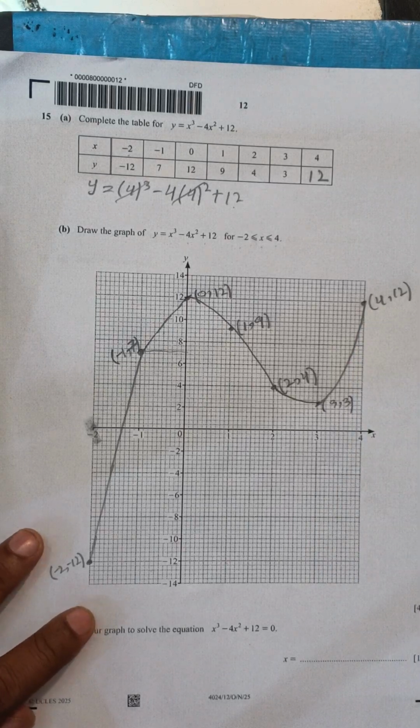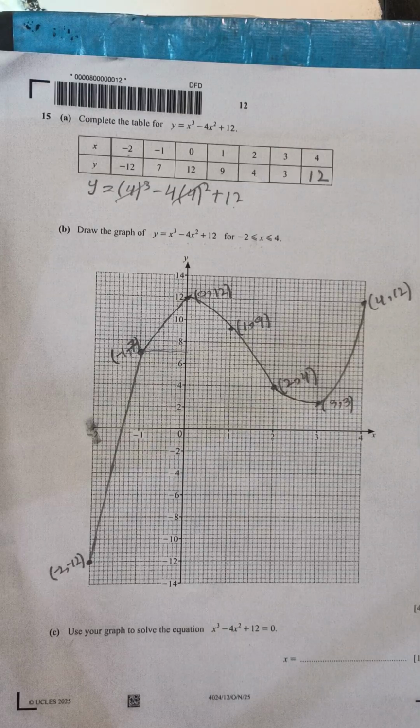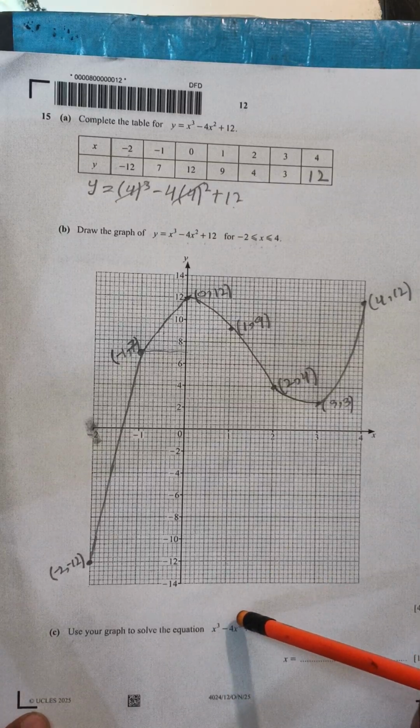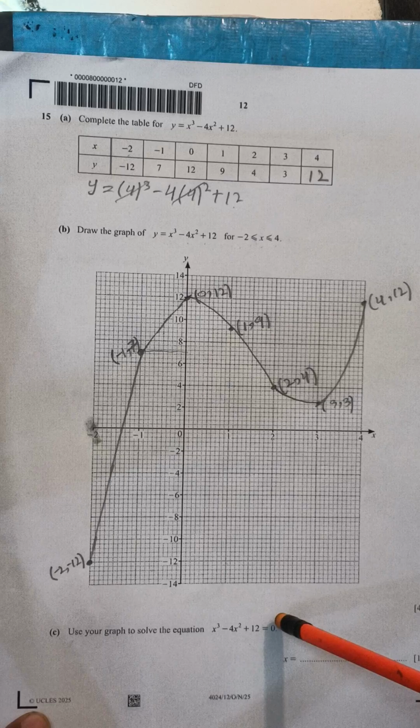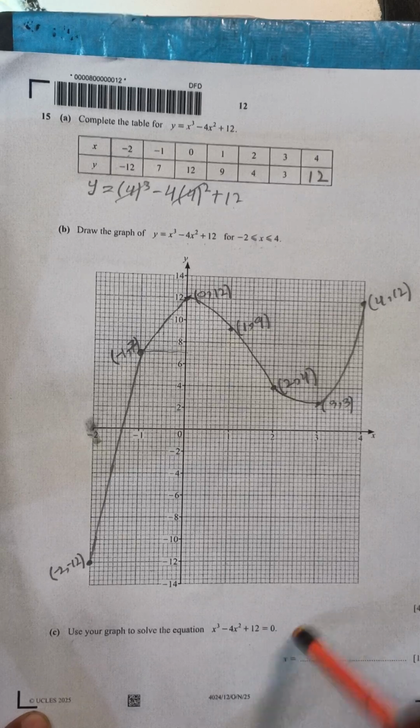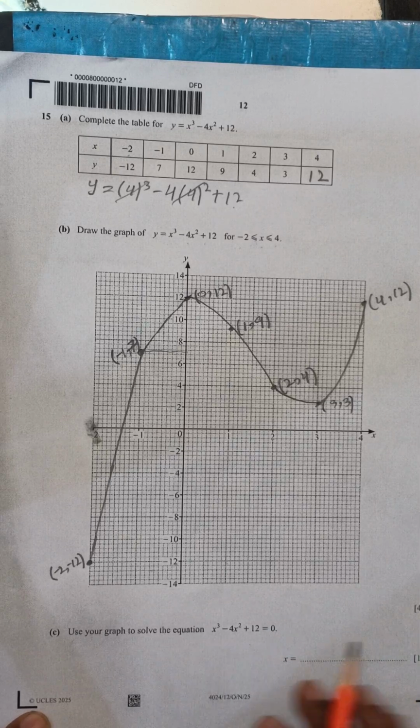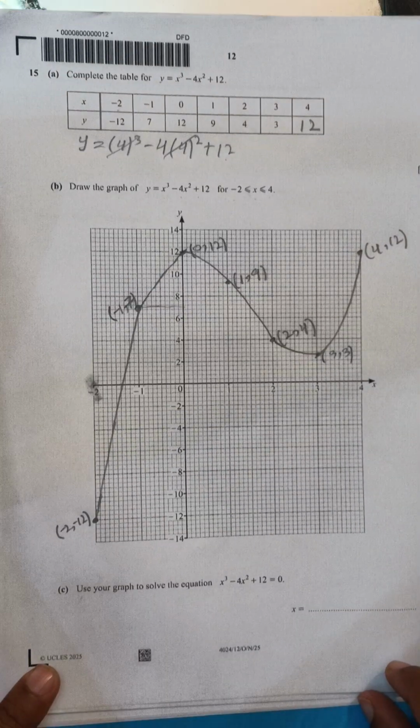Now it looks like this shape. This is a kind of cubic graph. Now the next part of this question is to use your graph to solve the equation. You need to solve this equation with the help of this graph. Here you can observe that the equation is x cubed minus 4x squared plus 12 equals 0. Y is 0 here.